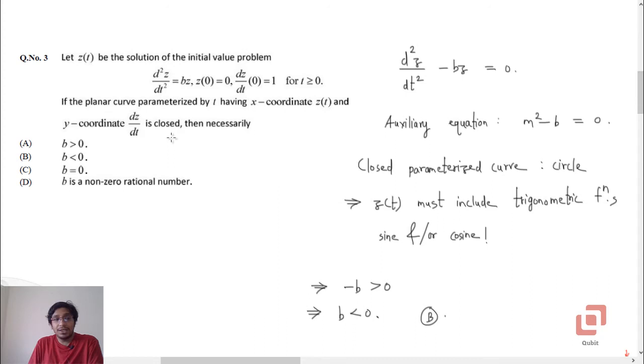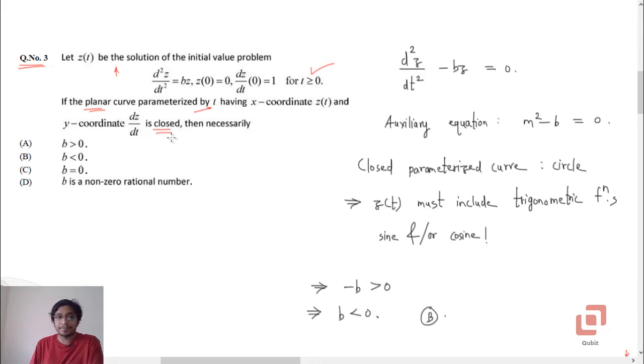question 3 is based on ordinary differential equations of higher order. Let z(t) be the solution of the initial value problem d2z by dt squared equal to bz, with z at 0 being 0 and dz by dt at 0 being 1. Okay, and this is defined for all t greater than or equal to 0. If the planar curve parameterized by t having x coordinate z of t and y coordinate dz by dt is closed, then necessarily b positive, b negative, b 0, b is a non-zero rational number.